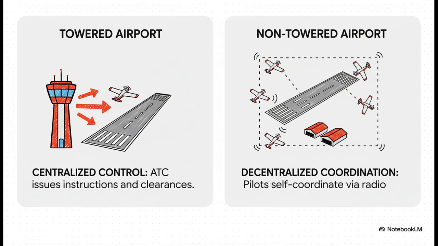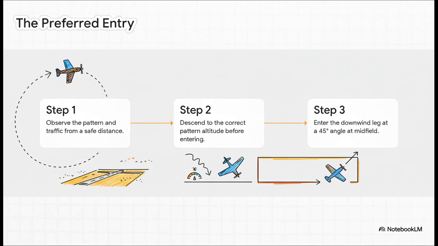This is why that procedure is so incredibly important. It's even more vital when there's no one officially in charge. So how do you merge onto this invisible highway without causing a problem? Well, the FAA has a very specific preferred way to do it.